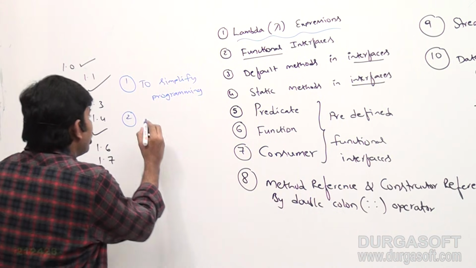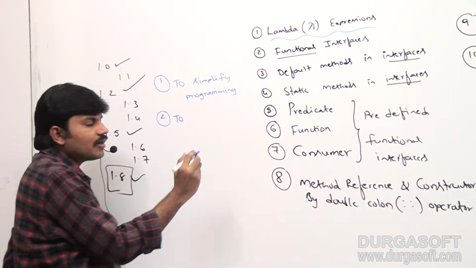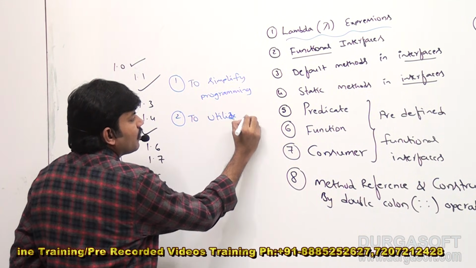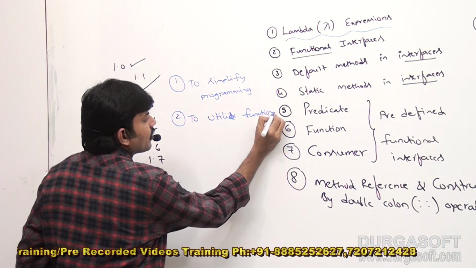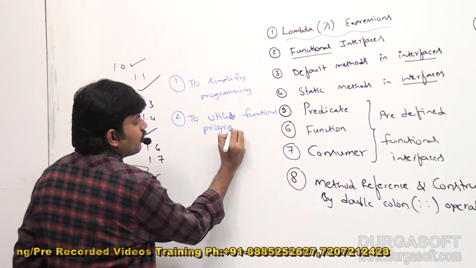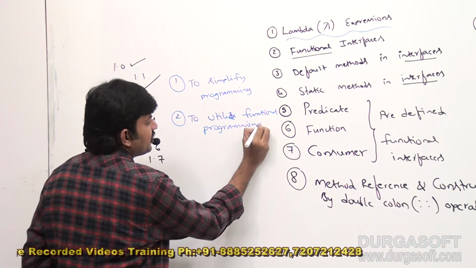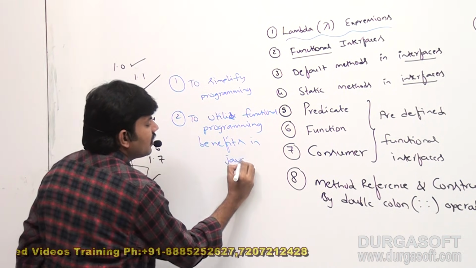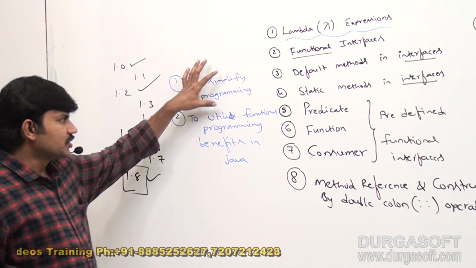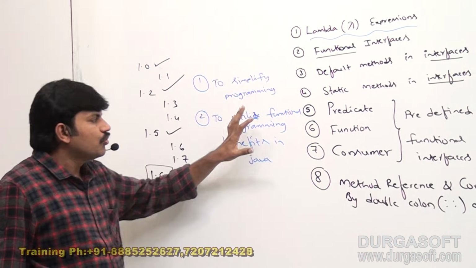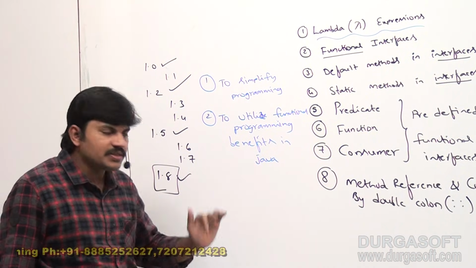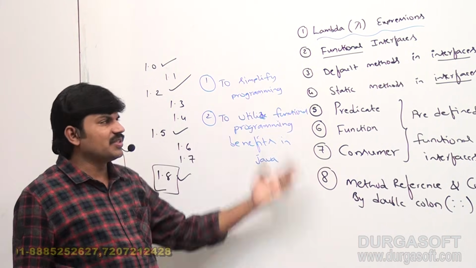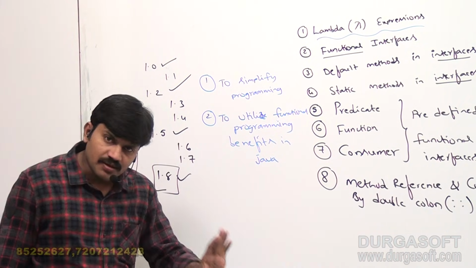So the second one is to enable or to utilize functional programming benefits in Java. Are you getting it? This is the second advantage, right? So to simplify programming, the second one is to utilize functional programming benefits in Java. When the 1.8 version came, of course Lambda expression, functional interface, all those things came for the same purpose, right?